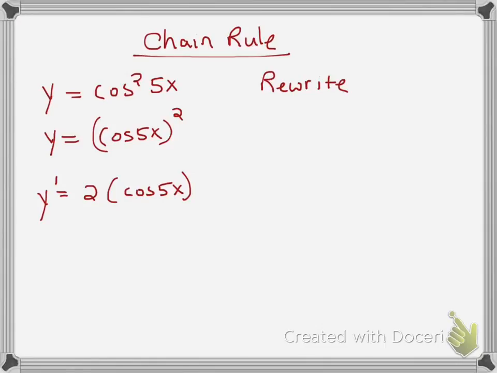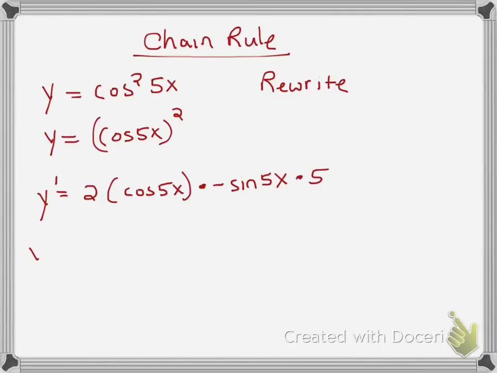Now I got to multiply it by the derivative of my next inside function, which is cosine. So the derivative of cosine is going to be a negative sine. Remember, when you write that, it's negative sine 5x. The 5x hasn't changed yet. Right? We haven't even taken the derivative of that. We took the derivative of the quadratic, then the derivative of cosine. Now we need to multiply it by the derivative of our 5x, our linear function, which is just 5.